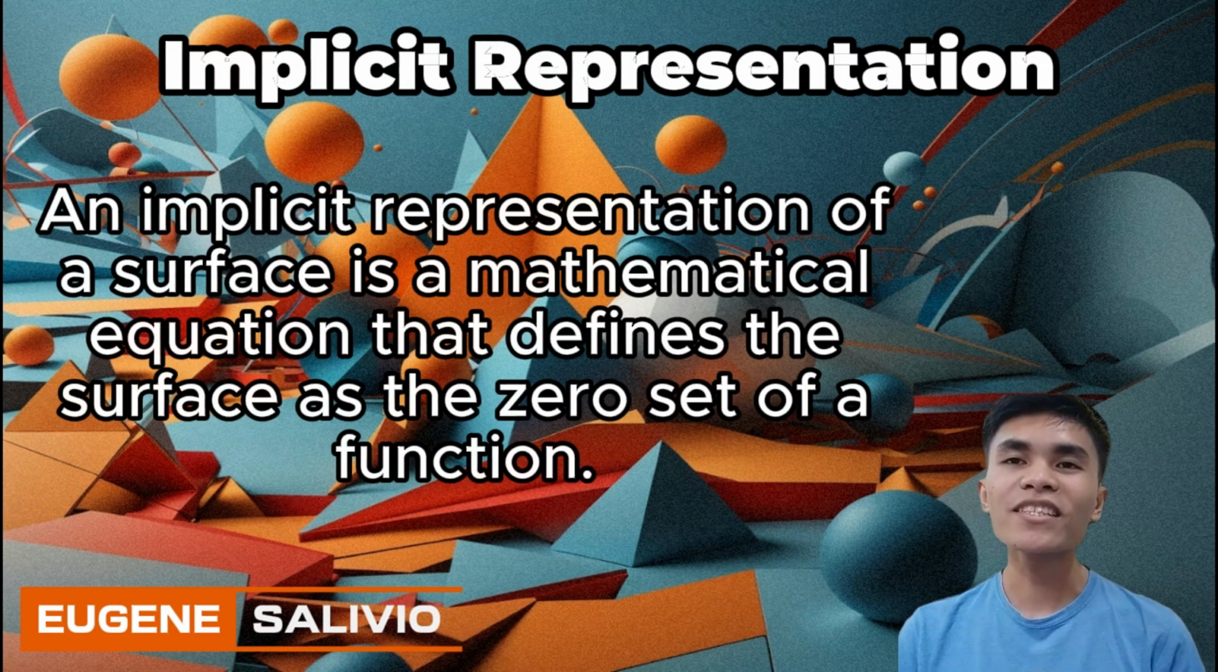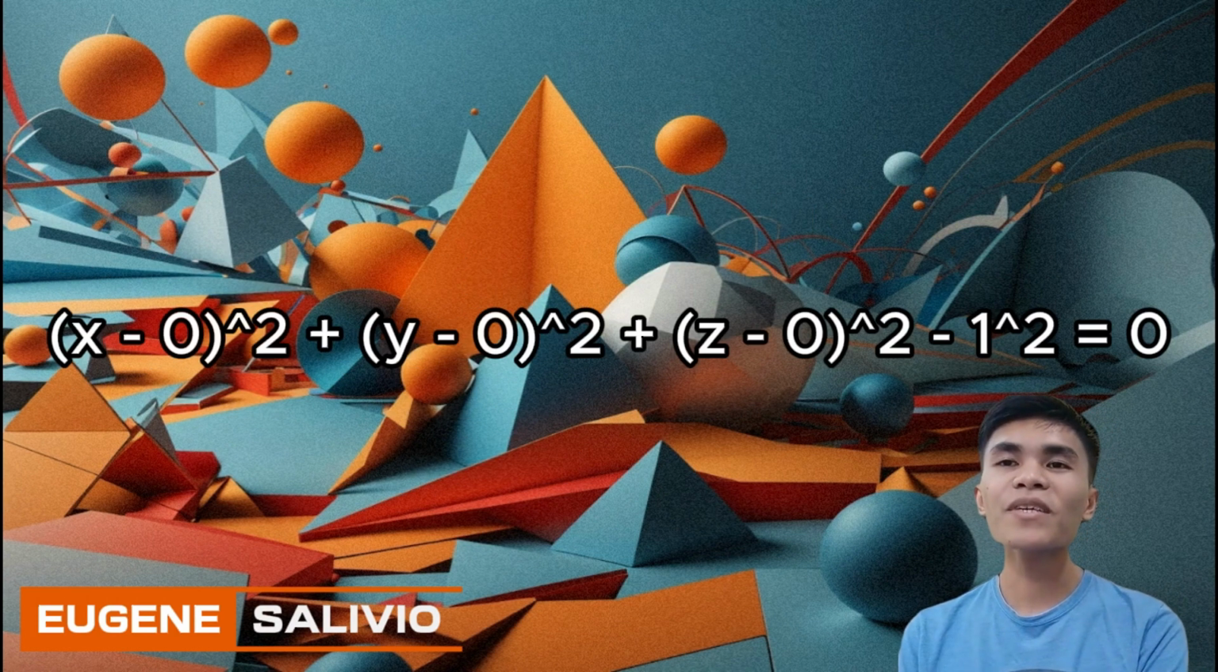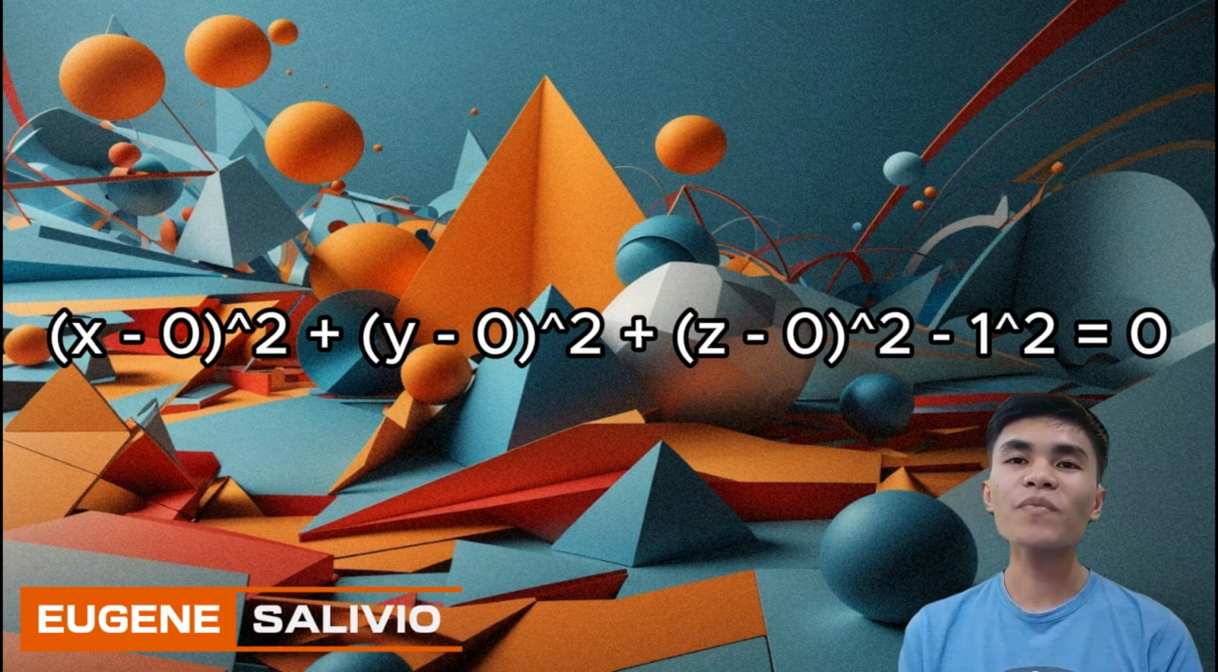Number 2, implicit representation. An implicit representation of a surface is also similar to an implicit representation of a curve, but it defines 3 coordinates instead of 2. For example, the following implicit equation defines a similar sphere as the above explicit representation.